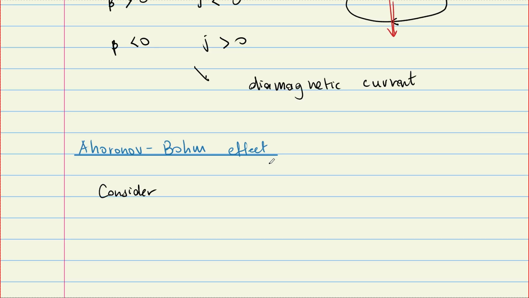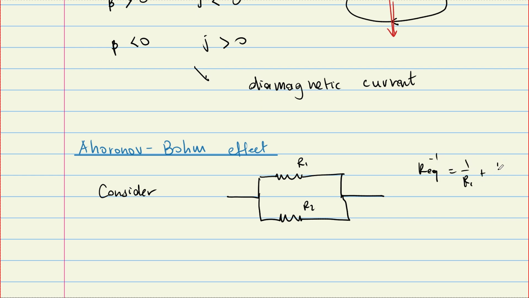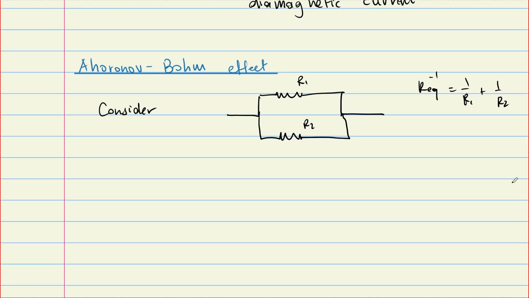Well, let me consider a circuit from freshman year. It is something like that. If this one is R1, this one is R2, we know that Req to the minus 1 is going to be 1 over R1 plus 1 over R2. But rather than that, if you consider conductance, Geq is going to be the conductance from arm 1 plus the conductance from arm 2.